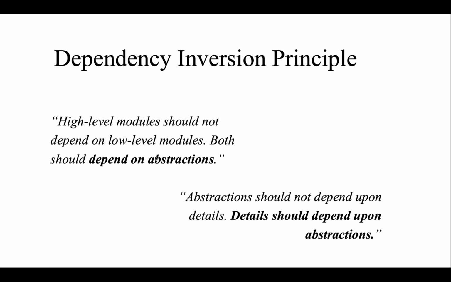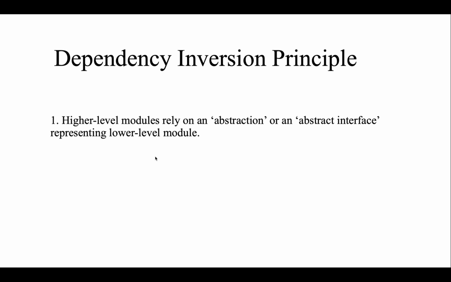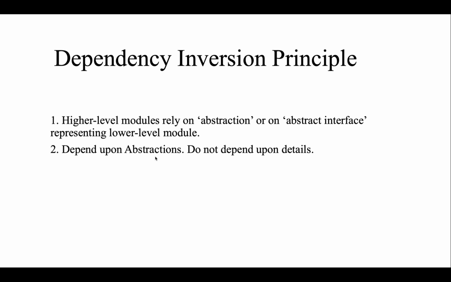Now we will go ahead and understand this in simple terms. It says our high level modules, that is classes or the libraries, should rely on abstraction or on abstract interfaces representing lower level modules. It also says we should depend upon abstraction instead of depending upon details. So this is the exact meaning of the dependency inversion principle, which clearly emphasizes the abstraction part.